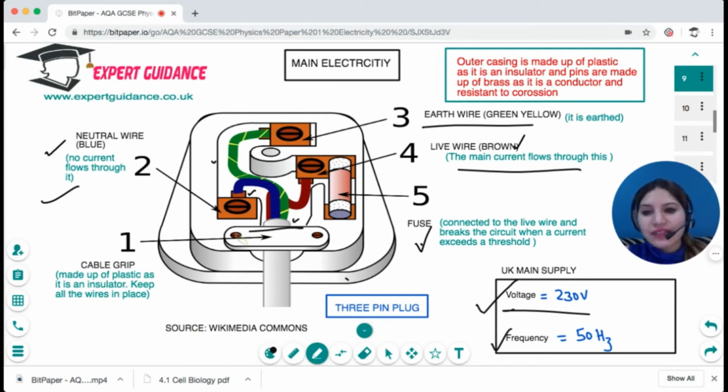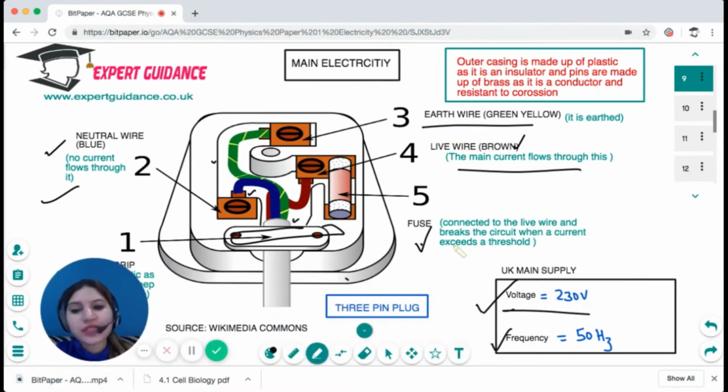And then there's a cable grip, which is made up of an insulating material called plastic, and it keeps all the wires in place and prevents them from touching. All the pins are made up of brass, and you need to remember that, as it's a good conductor, and being an alloy, it's resistant to corrosion. So rather than making the pins from copper, we make them from brass. On the other hand, the wires are made up of copper, as they are good conductors of electricity.